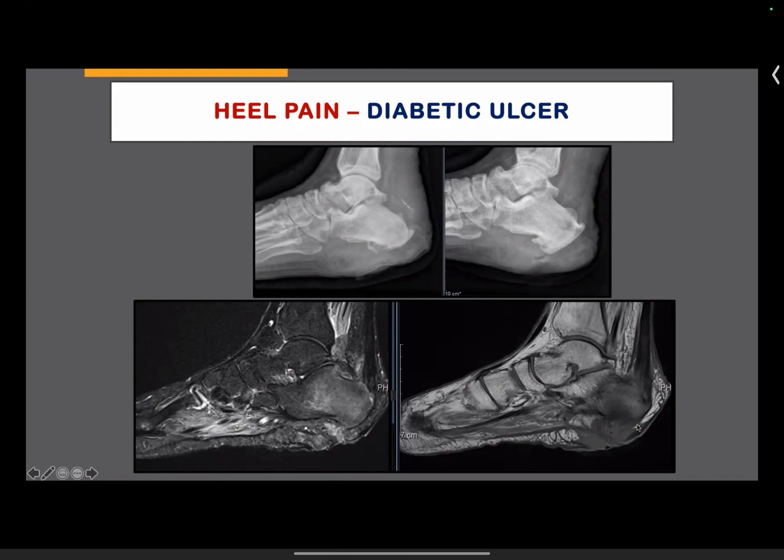to delineate whether they have to go in. Is there a collection to drain? Is there necrotic bone? Things like that. So this area, as you can see, involves the plantar fascial attachment, and there is destruction of the plantar aspect of the calcaneum. This is acute osteomyelitis. Okay.